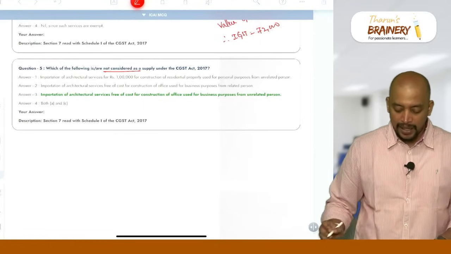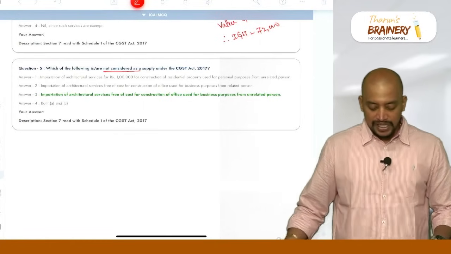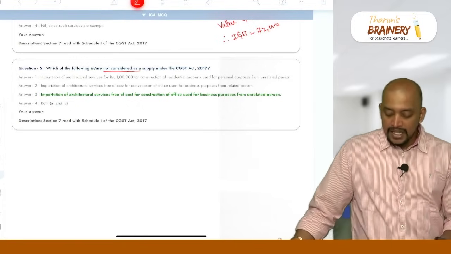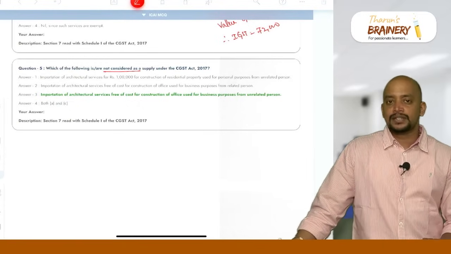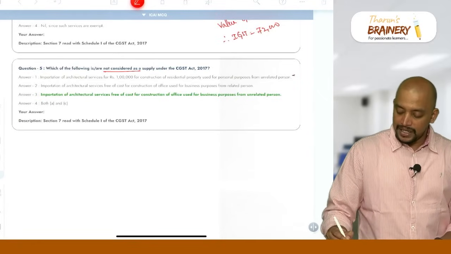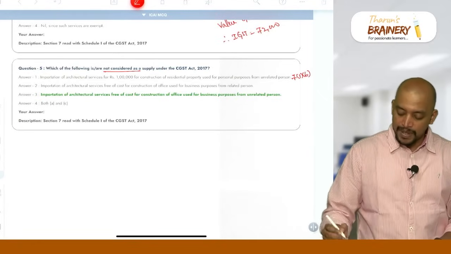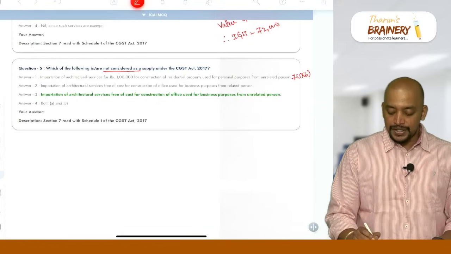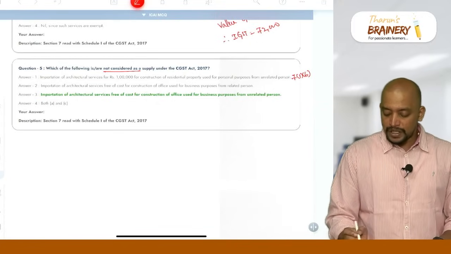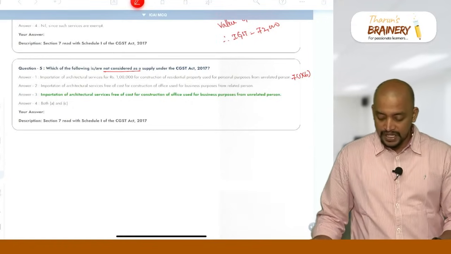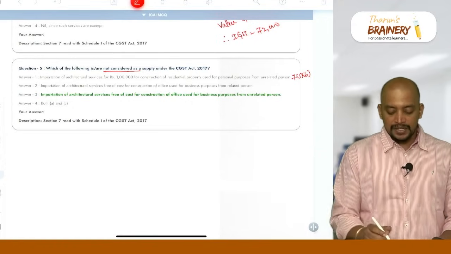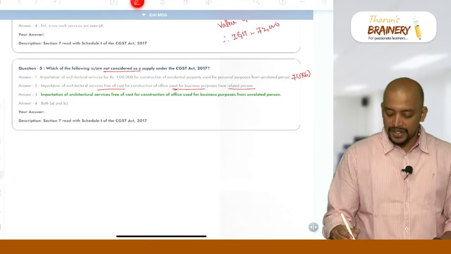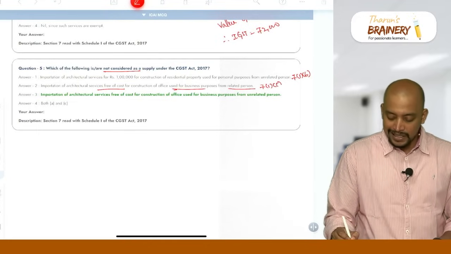Not considered as supply. Importation of architectural services for rupees 1 lakh, import of service for a consideration. Even though it is for personal purpose, it will become supply under 7(1)(b). Then importation of architectural services free of cost for construction of office used for business purpose from a related person. So without consideration, related person, in the course or furtherance of business, 7(1)(c).